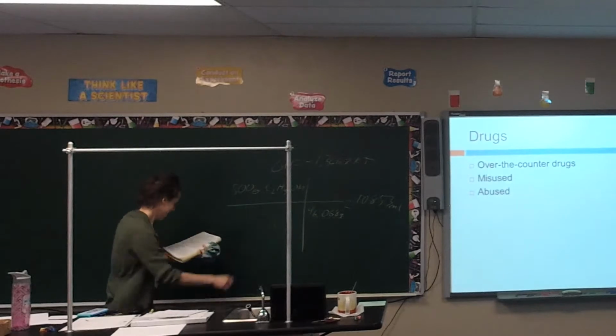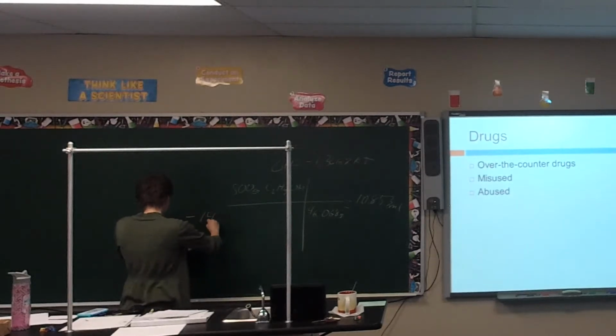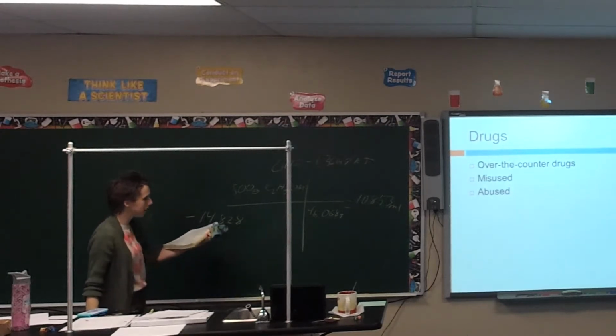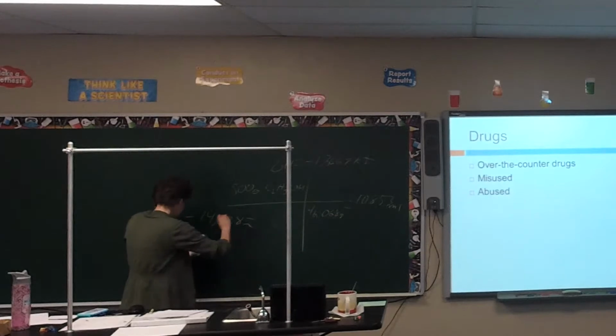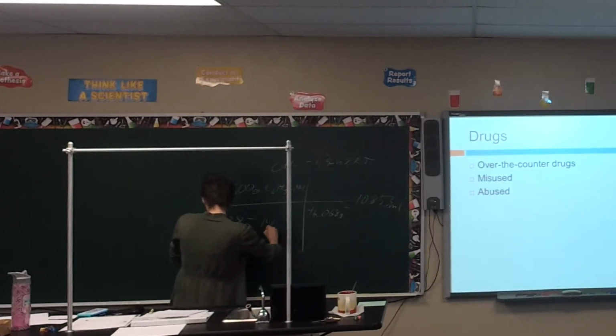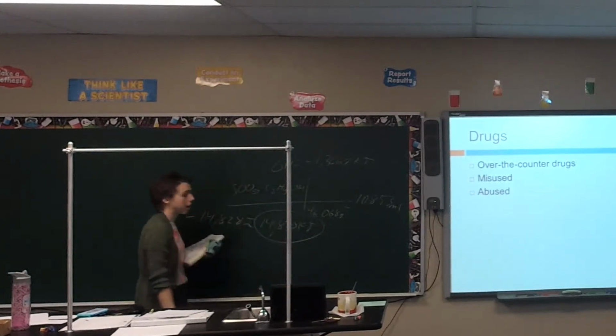Negative 14,830. Good job. So it comes out to negative 14,828, but your book's rounding to 4 sig figs because they started off with 4 sig figs. So that's the reason why they're starting off with that. Rounding it to 4 sig figs, it becomes negative 14,830, no decimal point, kilojoules. So that's where the answer to that one comes from.